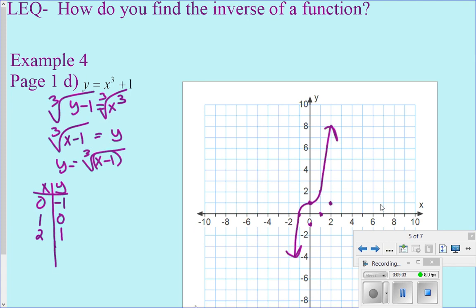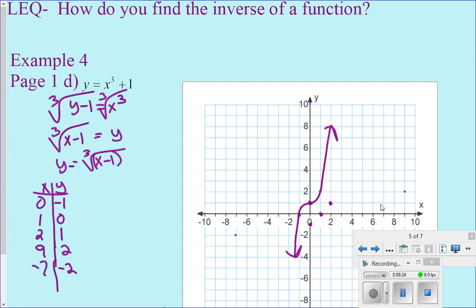And let's just get a couple more. Looks like if I put in 9, 9 minus 1 is 8. The cubed root of 8 is 2. And looks like if I put in -7, that'll give me -8. The cube root of -8 is -2. So -7, -2 right there.